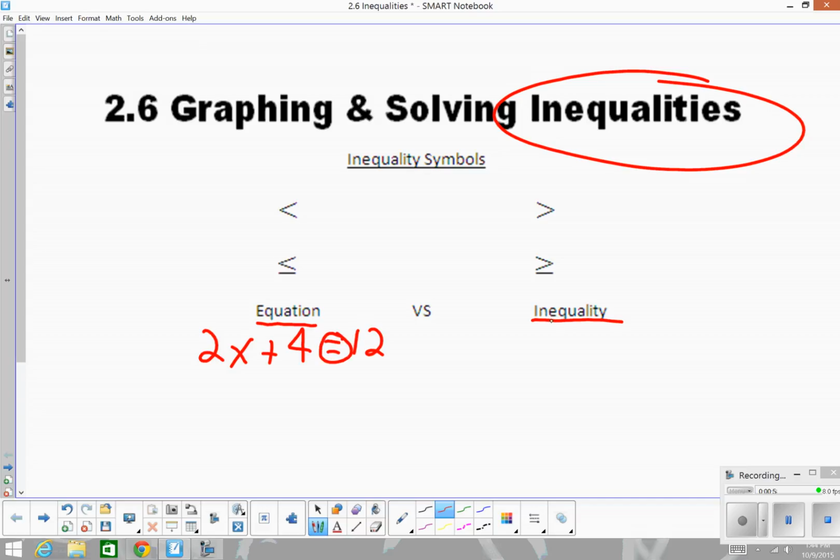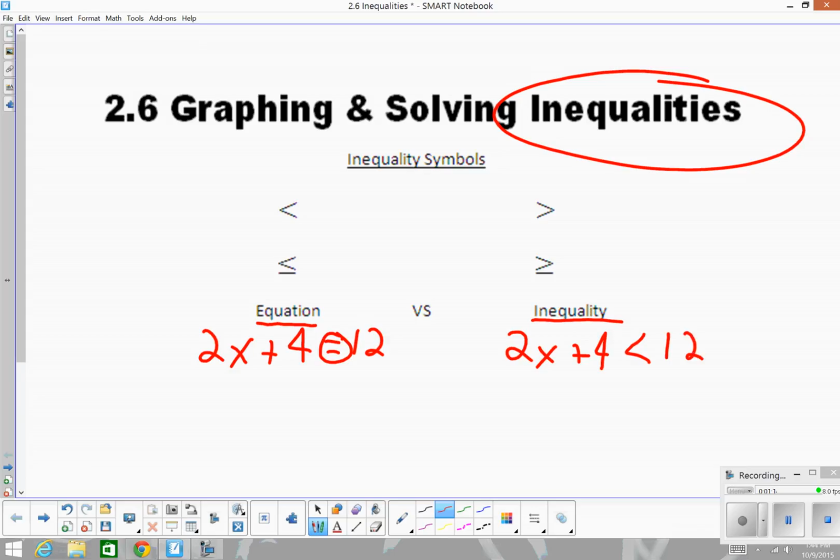Now, an inequality is going to be something similar, but instead of this equal sign, there's going to be an inequality symbol, which we have 4 types of above. So if I was going to give you an example, you would have 2x plus 4. I'm just going to use the first one, which is less than 12.